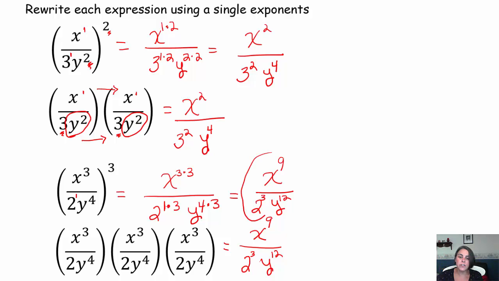And you're going to notice whether or not you just choose to write out your base, however many times the exponent on the outside tells you, and then multiply straight across the top, straight across the bottom, you're going to always obtain the same answer as if you apply our quotient to a power rule, where you multiply the exponent on the outside of parentheses by each exponent within, keeping our bases the same.